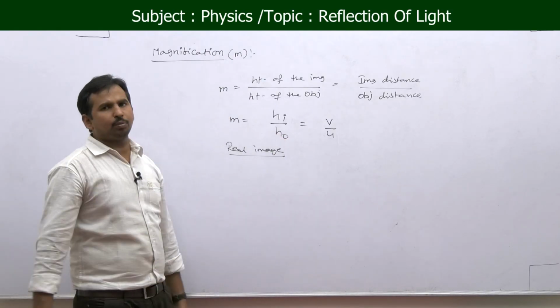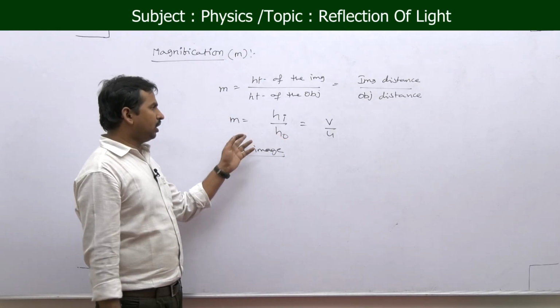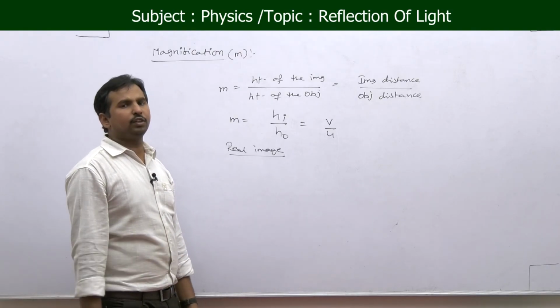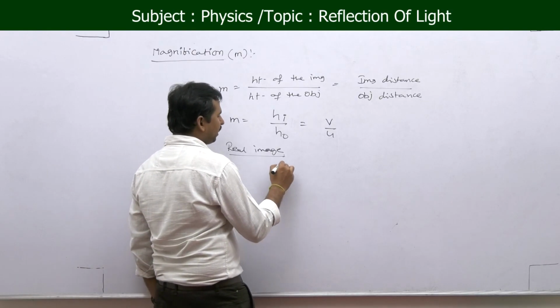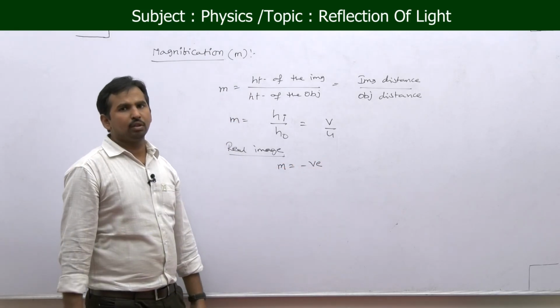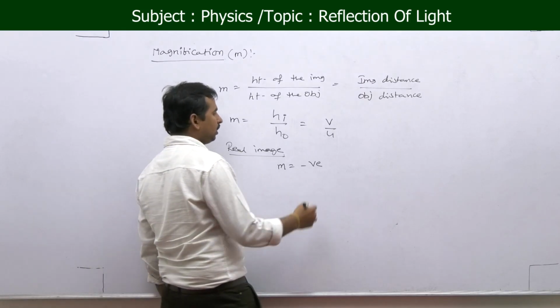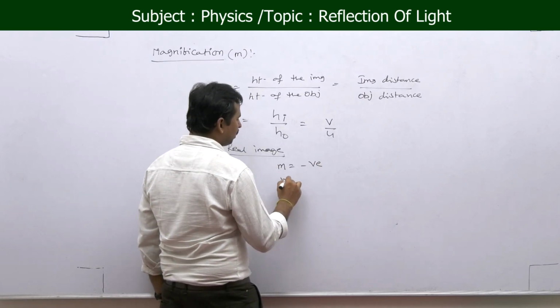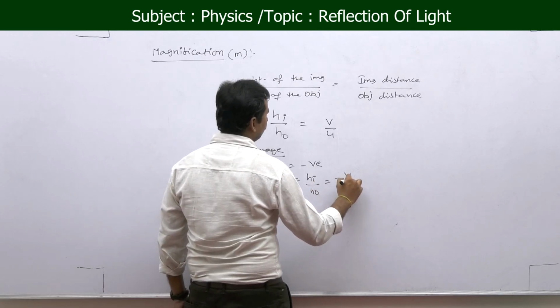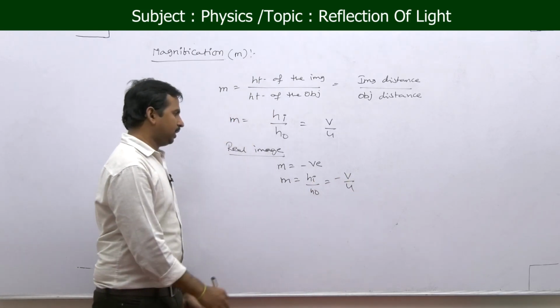If you are forming a real image, then as the light rays are bouncing back into the same medium, we get an inverted image. To show that the image is inverted, the magnification m value is negative. So m is equal to height of the image by height of object, which is equal to minus v by u.